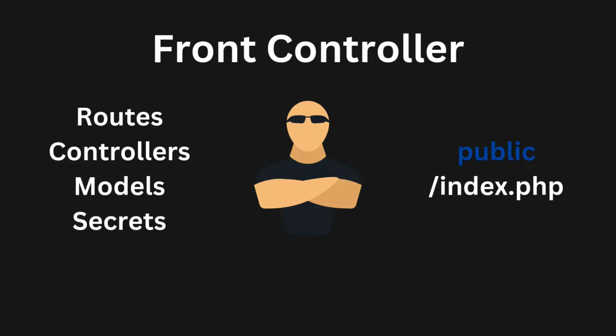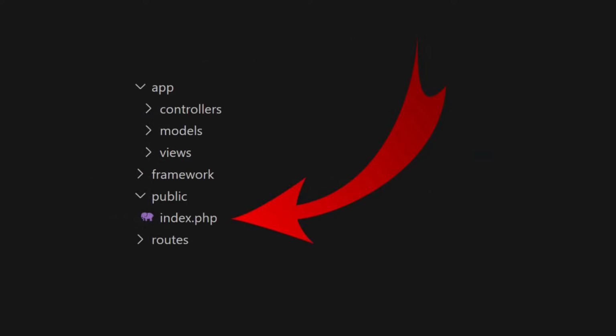This is referred to as the front controller, and for security reasons should be isolated from the rest of your application or framework code. That is why it is placed inside of the public folder and the rest of your code sits outside of this folder.